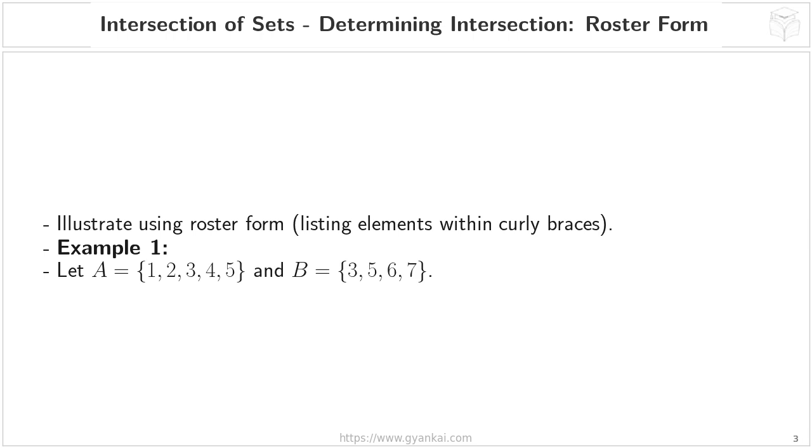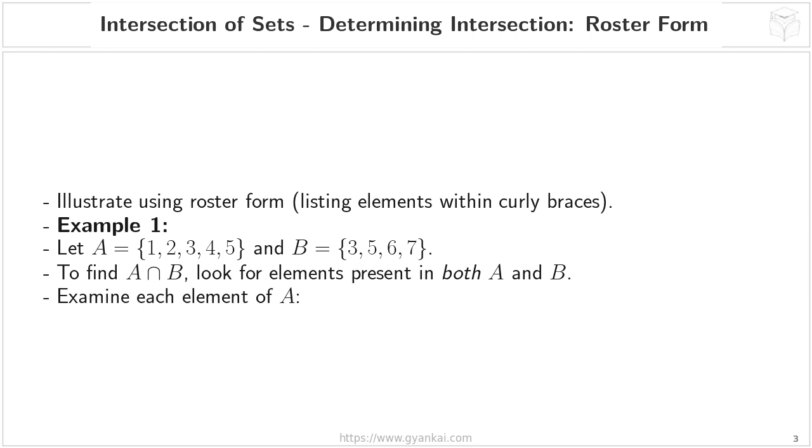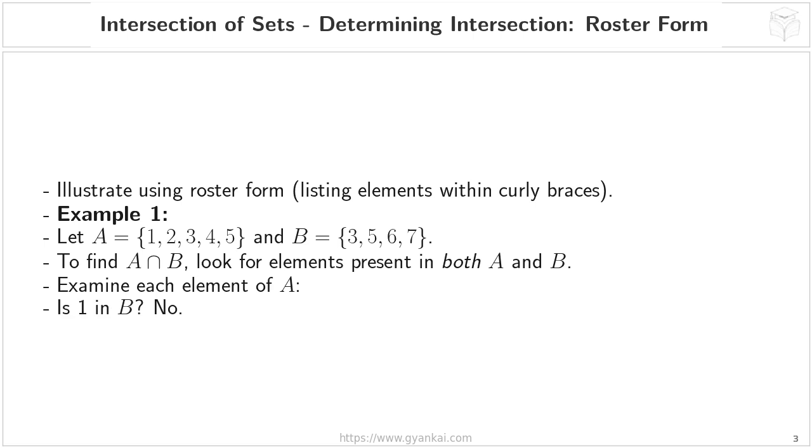Let's look at our first example. We have 2 sets, set A and set B. Set A contains the numbers 1, 2, 3, 4, and 5, and set B contains the numbers 3, 5, 6, and 7. Now, to find the intersection of A and B, which we write as A ∩ B, we need to identify the elements that are present in both A and B. We'll do this systematically. We'll take each element from set A, one by one, and check if it's also in set B. So let's start with the number 1. Is 1 present in set B? No, it isn't.